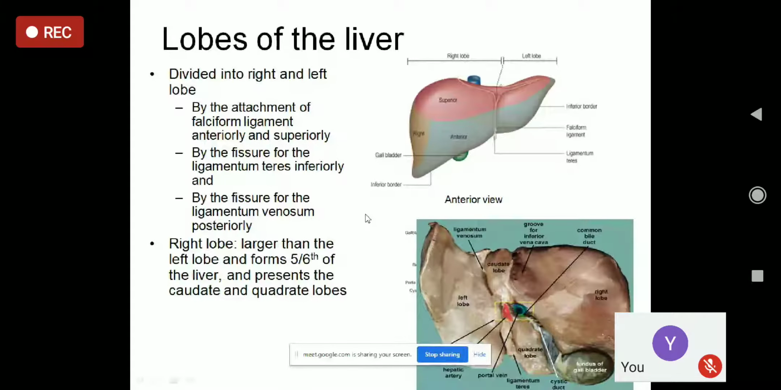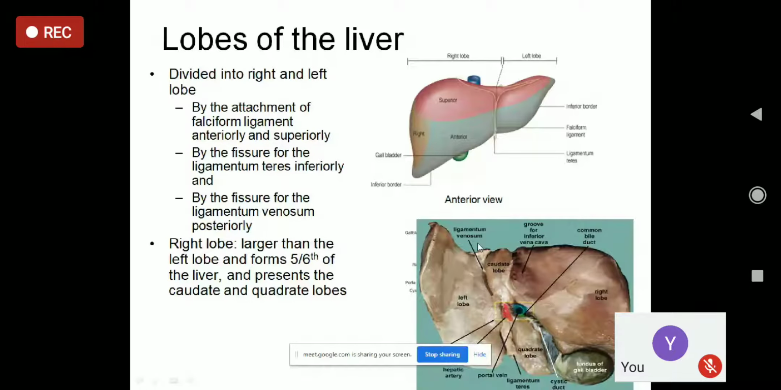Now we'll talk about the lobes of the liver. So this is the right lobe and this is the left lobe. It is divided into right and left lobes by the attachment of the falciform ligament, which you have studied in the anterior surface. So look at it. This is the falciform ligament anteriorly and superiorly. This falciform ligament is coming like this, and it is related superiorly and anteriorly. And by the fissure of ligamentum teres inferiorly and by the fissure of ligamentum venosum posteriorly.